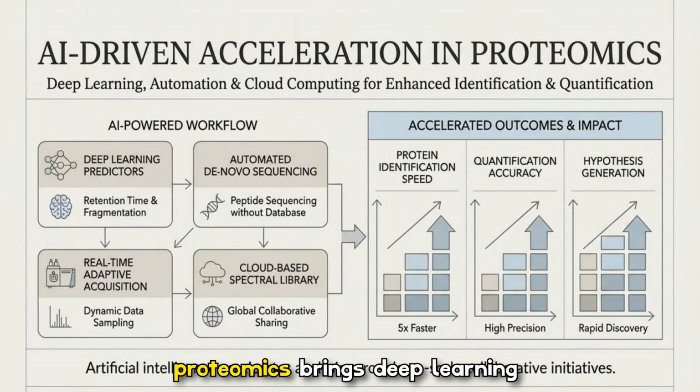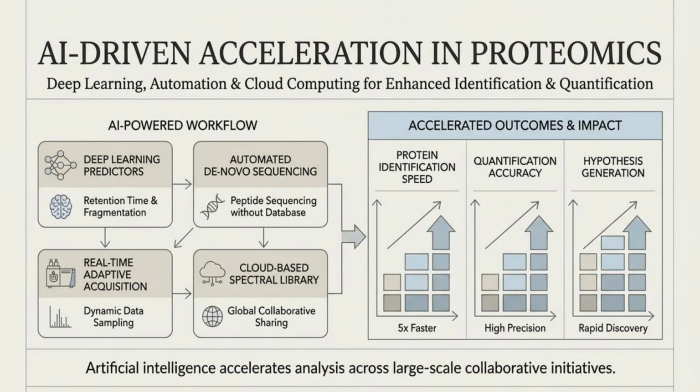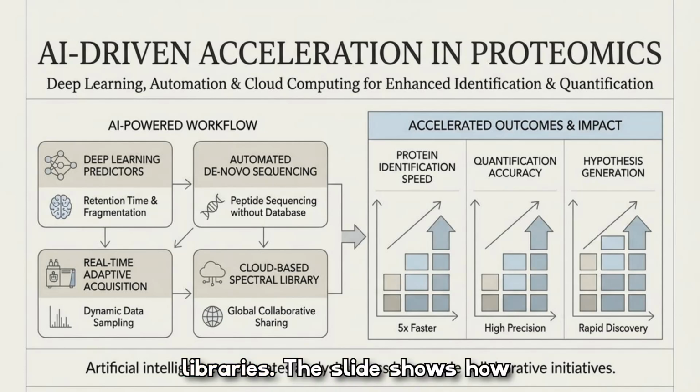AI-driven acceleration in proteomics brings deep learning predictors, automated de novo sequencing, and real-time adaptive acquisition together with cloud-based spectral libraries. The slide shows how these technologies speed protein identification, improve quantification accuracy, enable dynamic sampling and collaborative sharing, and ultimately drive faster hypothesis generation and large-scale discovery.